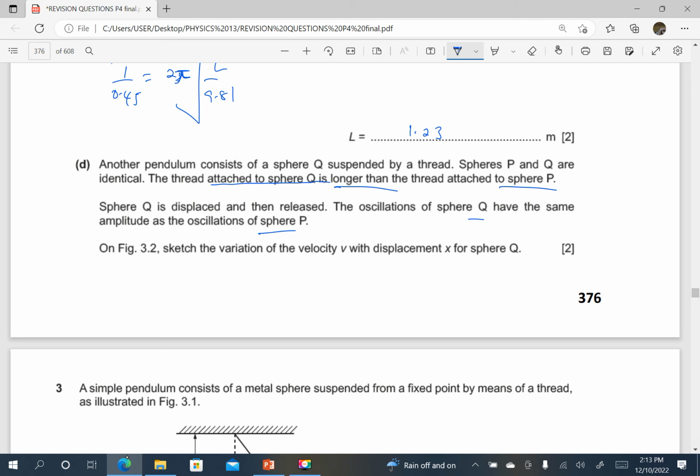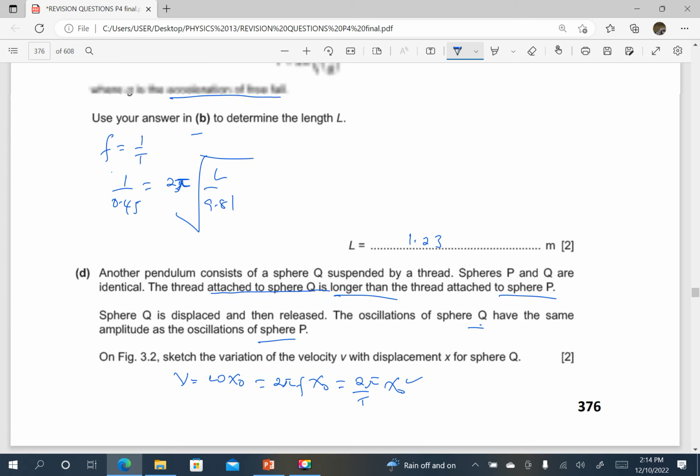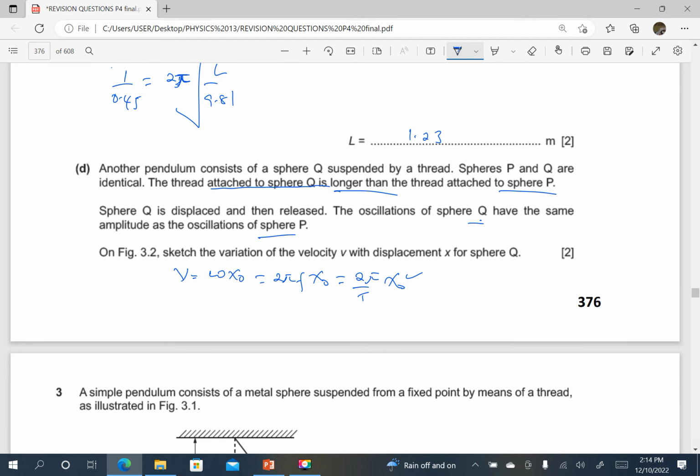So what is going to change is the maximum velocity, because the maximum displacement is the same. We know that velocity is equal to omega times x naught, which is the same as 2 pi f times x naught, or 2 pi over T times x naught. They say the oscillations of Q have the same amplitude, so x naught is the same. But the thread attached to sphere Q is longer than the thread attached to sphere P, and the period is directly proportional to the length. Because the thread is longer for Q, the period is higher. And if the period is higher, then V is going to be smaller, because V is inversely proportional to T. For that reason, we are going to draw a graph which has a smaller maximum velocity.